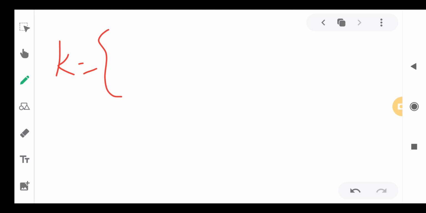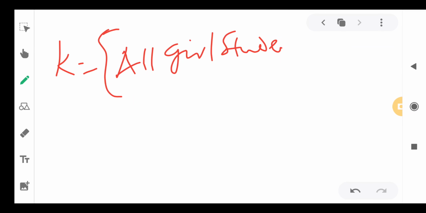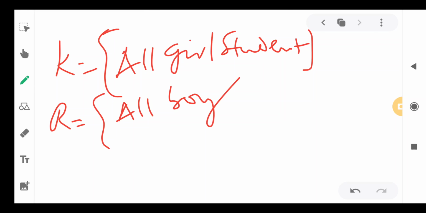K is a set of all girl students in your classroom. You just write all the names of the girl students, putting commas in between. Now suppose R is a set of all boys in your class. It is well defined, so you write all the boys' names in your class, that's all.